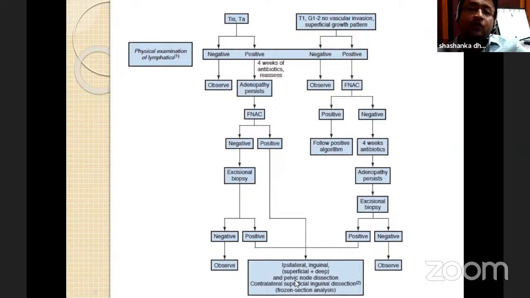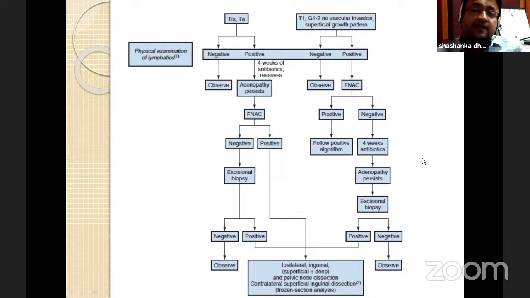Move to the ipsilateral inguinal, superficial and deep, and pelvic lymph node dissection, and the contralateral superficial inguinal dissection. Why do we do a contralateral inguinal dissection? Because there's a crossover of penile lymphatics in the presymphyseal region. If the FNAC is negative in these cases, then we can give a course of antibiotics and wait.